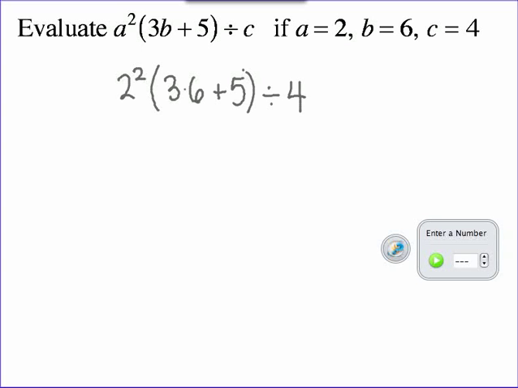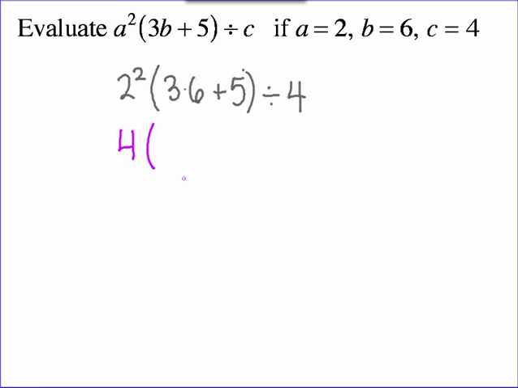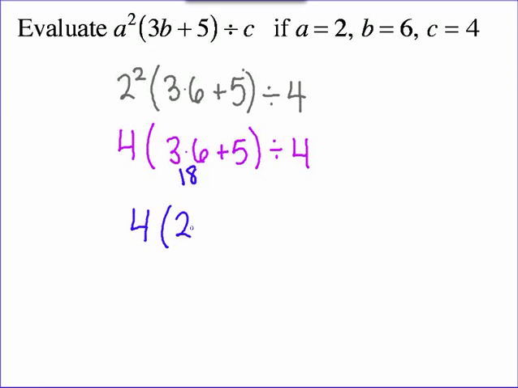So order of operations states that you're going to go ahead and do the 2 squared, which is 4. Okay, so then you have 3 times 6 plus 5. You're going to divide that by 4. Next thing you're going to do is multiply and divide, so you get 18 there. So you have 4 times 23 divided by 4. Okay, working left to right, you end up getting your answer to be 23.